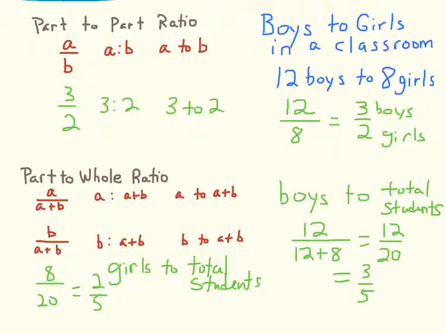So we use all the same relationships there, boys to girls in a classroom, to talk about the 2 different types of ratio, part-to-part and part-to-whole. Now let's do some problem solving with ratios. And so let's look at this first problem.